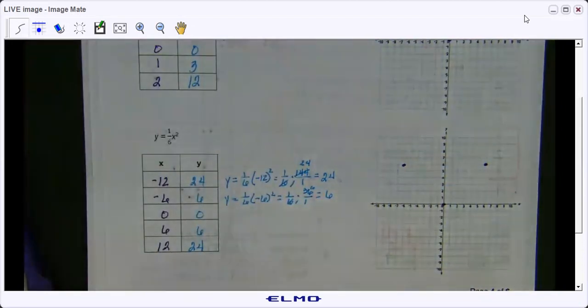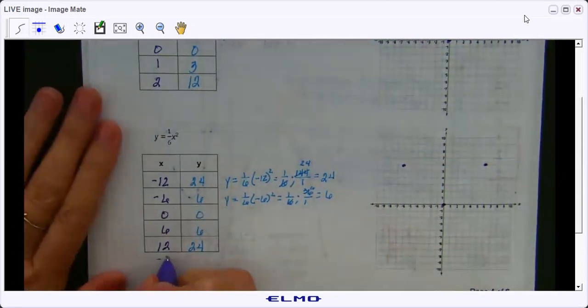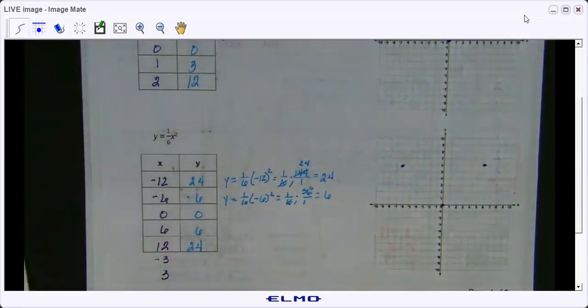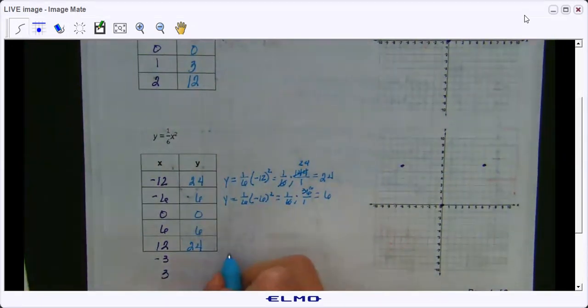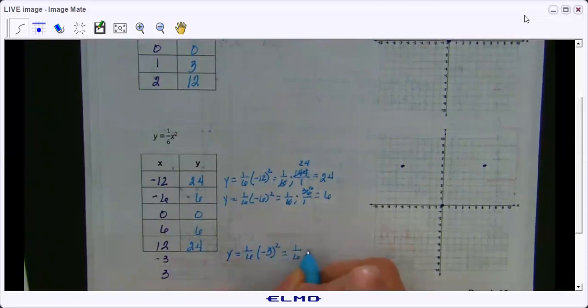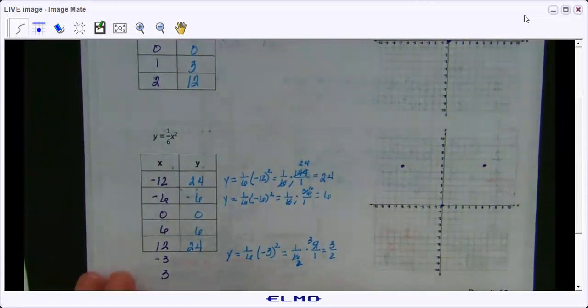So what I'm going to do is I'm going to venture out into some decimals a little bit. And I'm going to choose two more numbers. I'm going to choose -3 and 3 here. And I'm just going to see what I get with these. Okay. So if I have y equals 1/6 times -3 squared, I get 1/6 times 9. And then I can simplify this. Nope. 2 and 3. And I get 3/2. And another way to write 3/2 would be a 1.5.